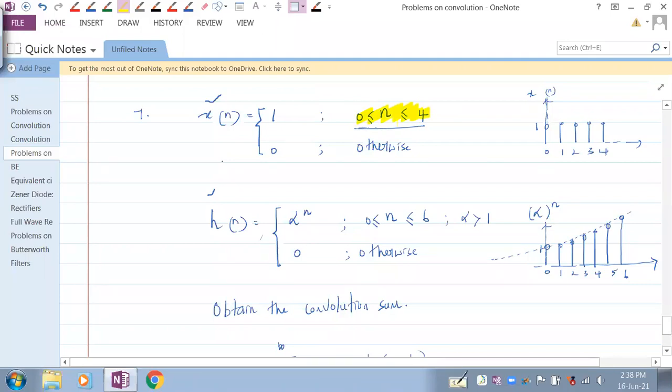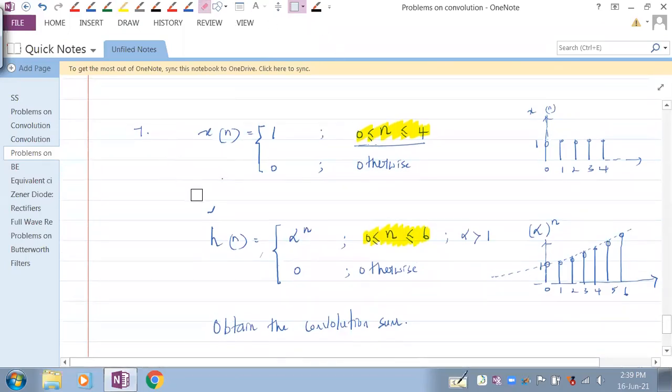Okay, and this x of n is 1 from 0 to 4 is what we understand. And next we have another signal, alpha per n, and that alpha per n is ranging from 0 to 6. Both are finite length signals. Understand that? We have to draw these signals first.